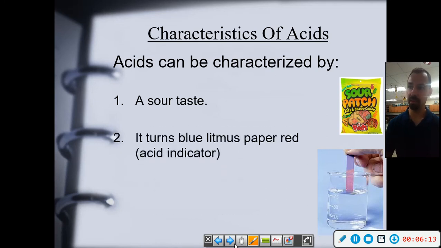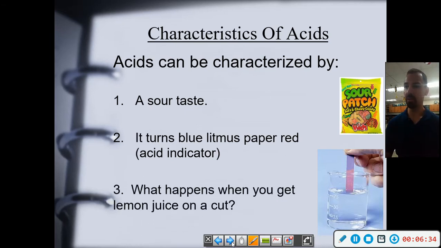Also, tests that we do, something called a litmus test, litmus paper. Blue litmus will turn red, and that's an acid indicator. So remember, red acid. Obviously, if we put red litmus in there, it would stay red also.